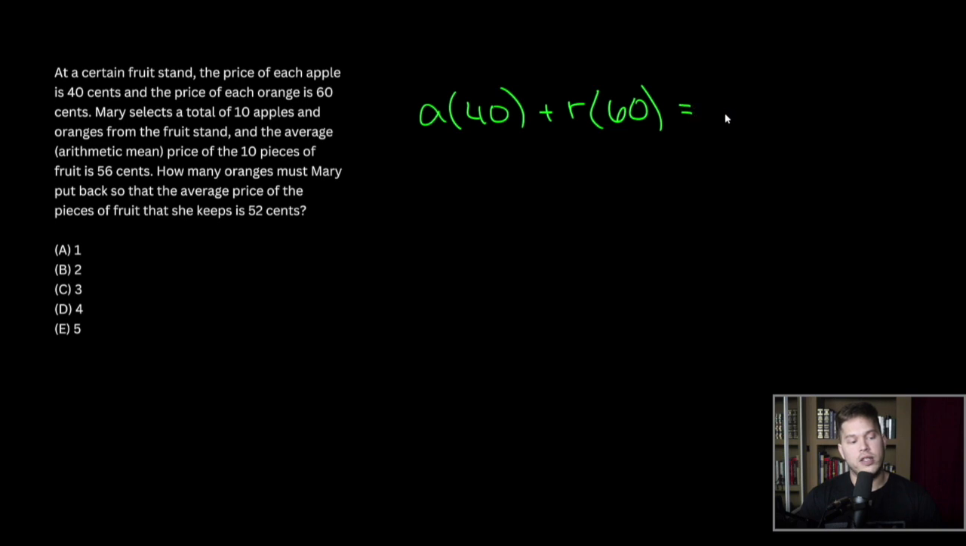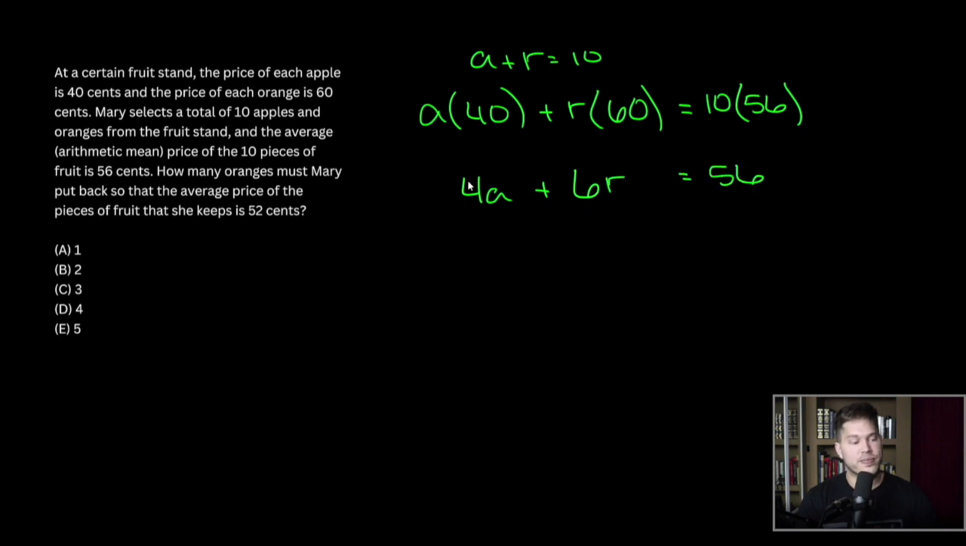All right, so we know that the apples cost 40 cents and the oranges cost 60 cents, and all in all, the average is 56 cents. So the total of 10 pieces of fruit times 56 cents would be the total price. We of course also know that apples plus oranges is equal to 10. So if we're going to solve this system of equations, I can first divide everything by 10 and be left with 4 apples plus 6 times oranges equals 56.